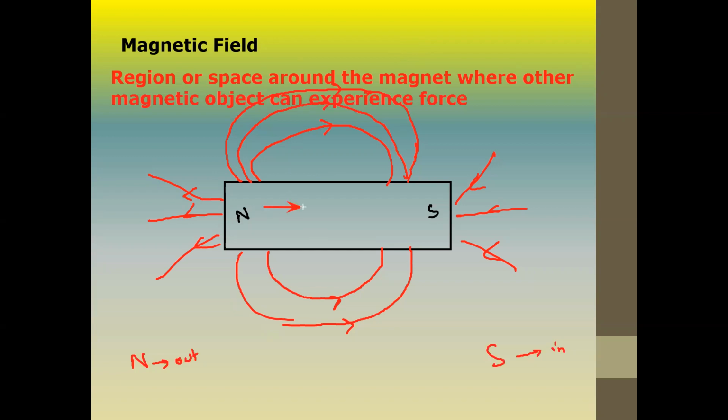Whenever we have a material that consists of atoms, and if the atoms are aligned or arranged, that material will behave like a magnet. The atoms are also known as domains. So if these domains are aligned, there will be regions where the magnetic field is stronger than any other part. There will be two regions. We call them poles, a north pole and a south pole. And we draw the magnetic field lines from north to south to represent the region where magnetic objects can experience the force.